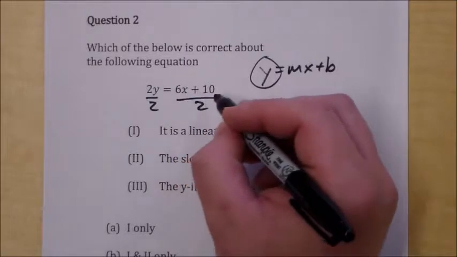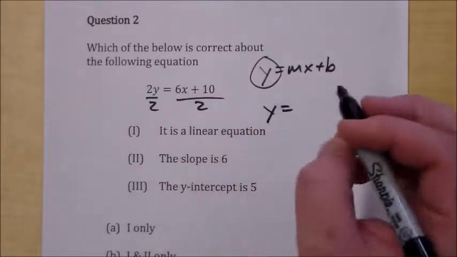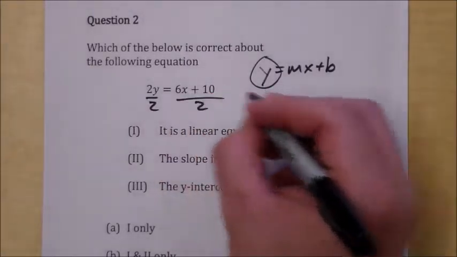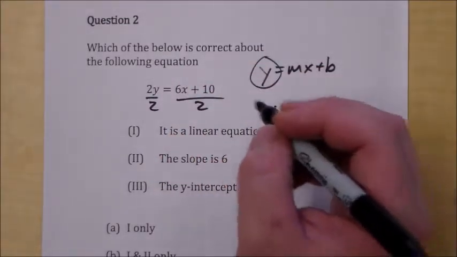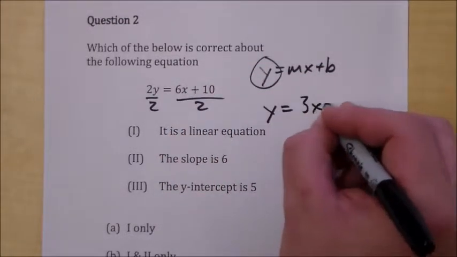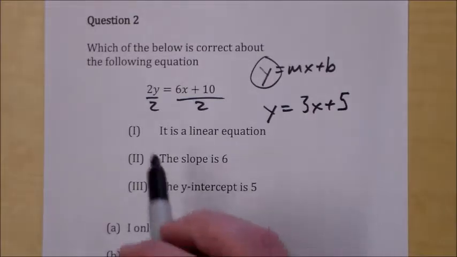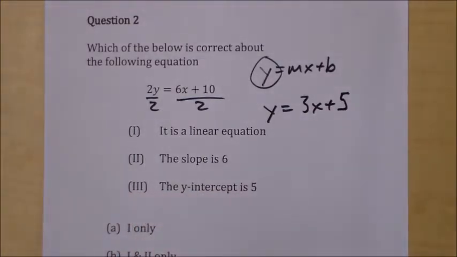And divide this whole thing by 2. You got to divide both terms by 2. You can't just divide one term, right? You have to divide both terms. So you can factor out a 2 or whatever you want to say. It becomes 3x plus 5. So there we've taken this equation and turned it into the y equals mx plus b form.